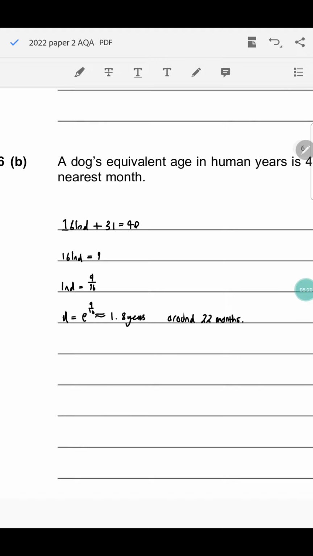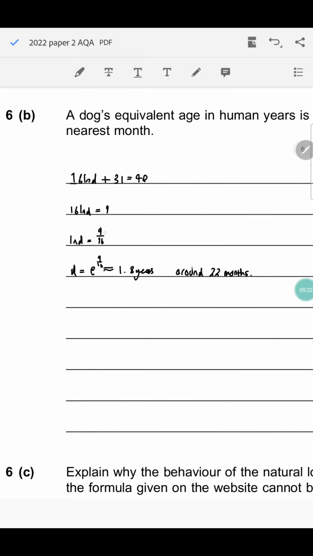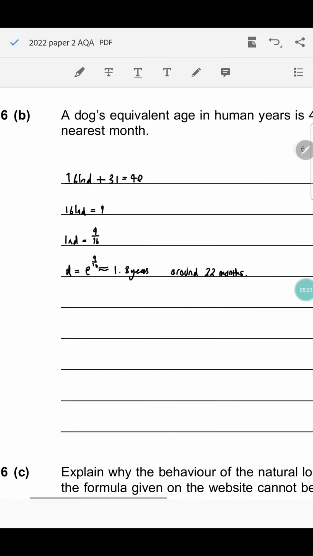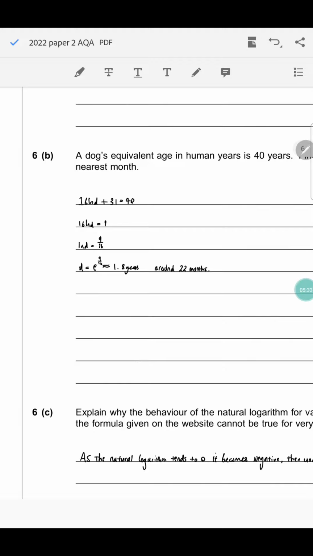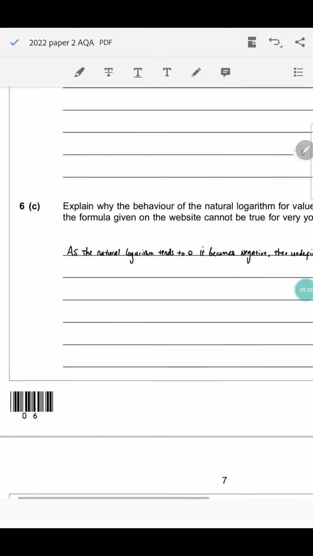And then we solve for ln d, so we get ln d equals 9 over 16, and then we base e by doing the inverse of it. So we get d is equal to e to the power 9 over 16, which is 1.8 years. And that's about 22 months.